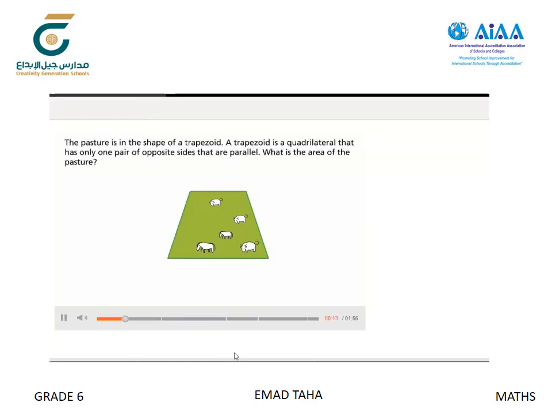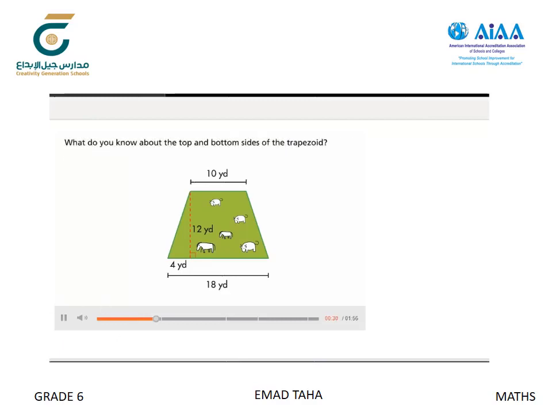The pasture is in the shape of a trapezoid. A trapezoid is a quadrilateral that has only one pair of opposite sides that are parallel. What is the area of the pasture? Let's find out. What do you know about the top and bottom sides of the trapezoid? The top and bottom sides of the trapezoid are parallel.